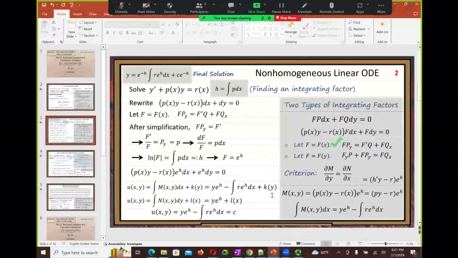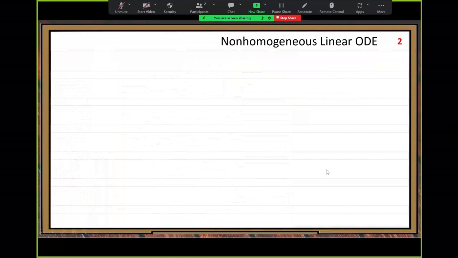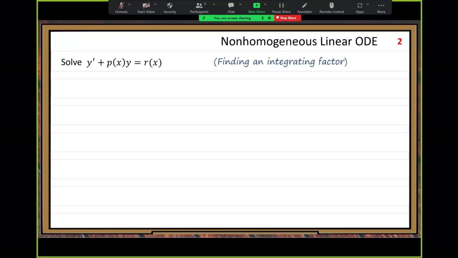Second page, where we were somewhere in the middle, but I'd like to go through the page just to refresh your memory. All right, so here we need to develop a formula for a non-homogeneous linear ODE, first order. In this module, we're working on first order ODEs, so the general form is what we are working on.